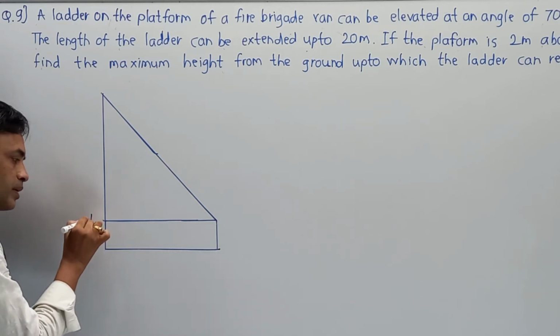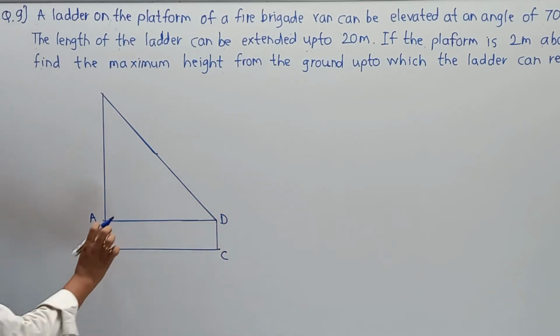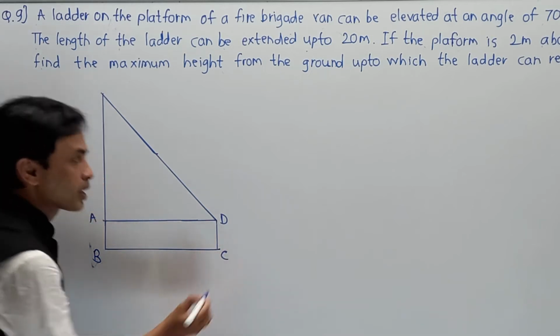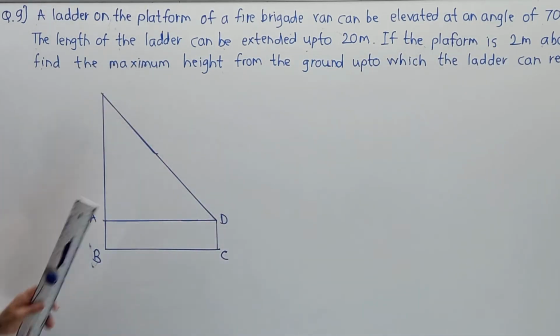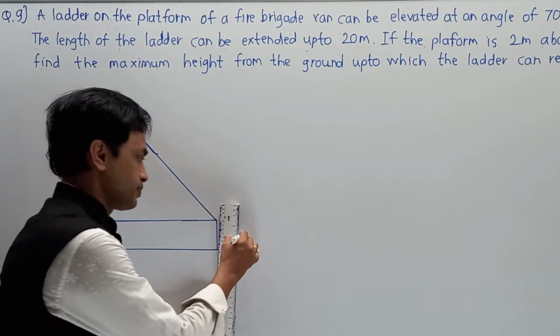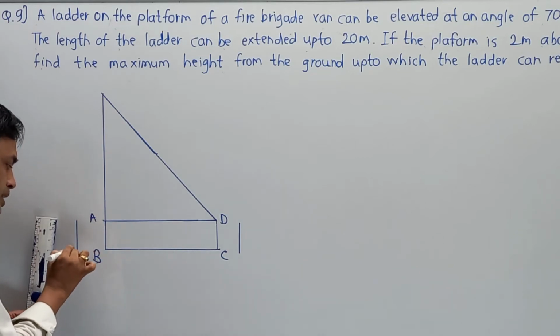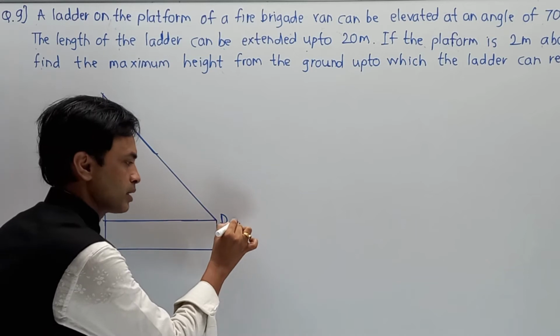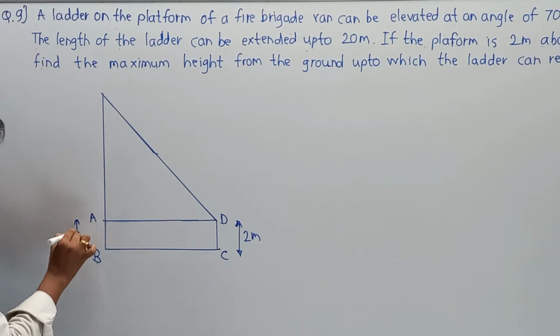First of all, I am going to consider this as A, B, C, D. This is nothing but the van, and if you want to focus on the numerical, you can understand it step by step. If the platform is 2 meters above, means A, B, C, D, I am going to consider this van having a height of 2 meters. So this height is 2 meters. I am showing from both directions so everyone can understand. This is the height of 2 meters above the ground.